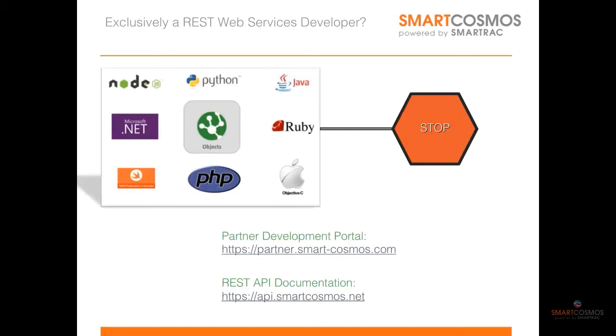The Partner Development Portal can be found at partner.smart-cosmos.com, and our REST APIs can be found at api.smartcosmos.net.